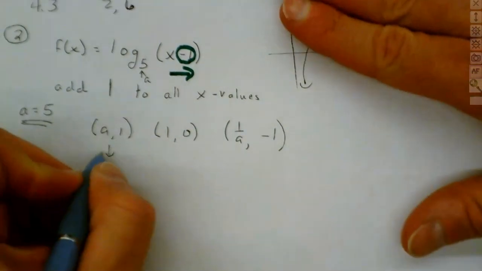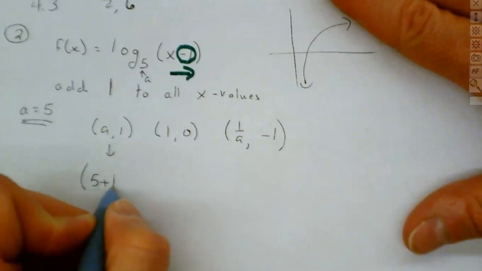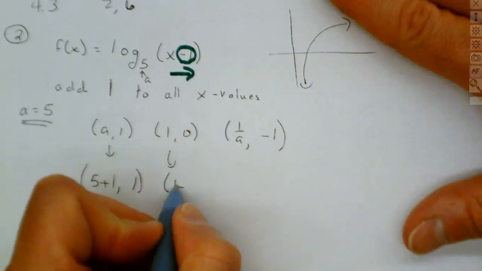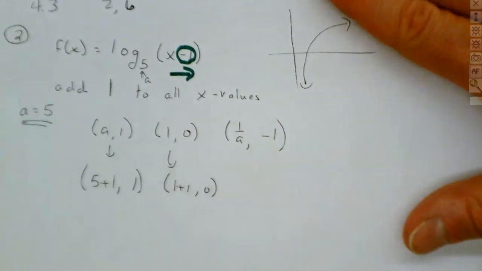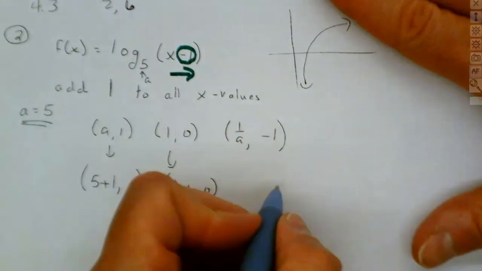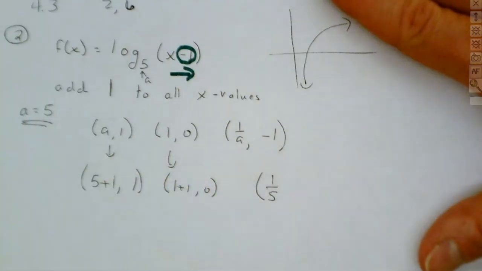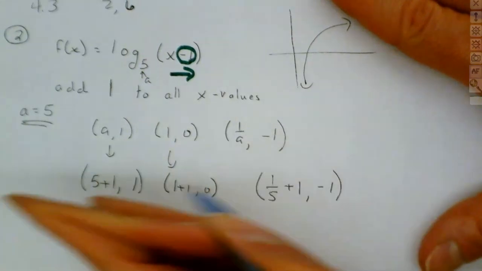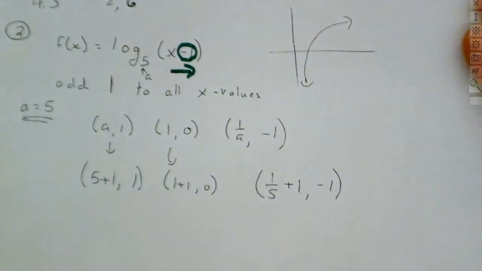So what does this one look like? Okay, A again is 5. So this one's going to be 5 plus 1, comma 1. This one we add 1 to it, so it's 1 plus 1, comma 0. We're adding 1. What about this one? The last one here. Well, it's 1 over A, so that is 1/5. We're going to add 1 to that, and we're not moving it up or down any, so it stays the same. This is going to slide this graph forward 1 unit.